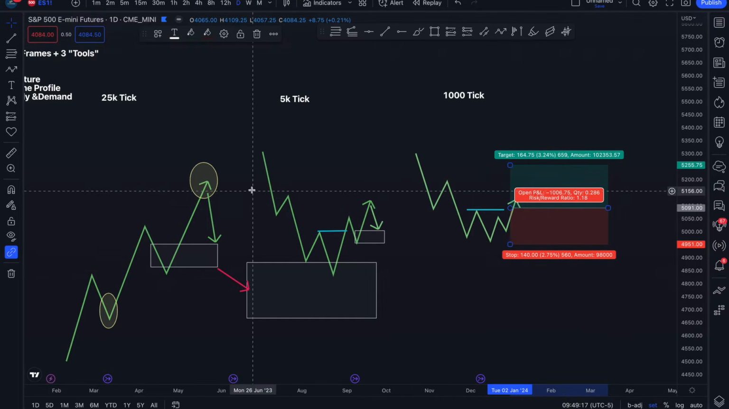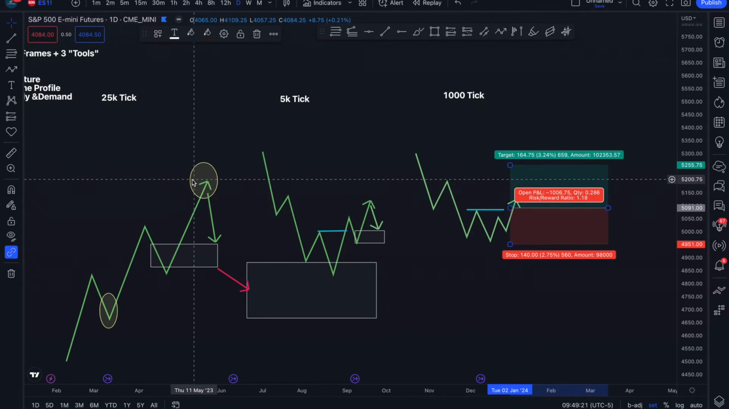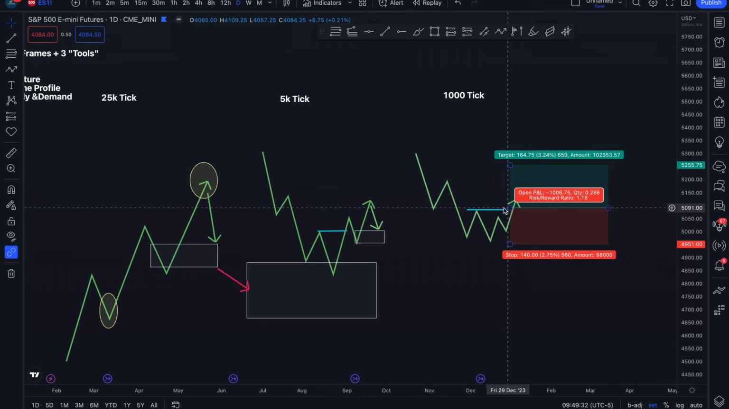But if we're going to leave a runner, we're going to go back to this 25K tick chart. If we're in an uptrend, we're expecting this high up here to at least get tested before the trend would reverse. So somewhere up here would be where I put my final target. Okay, but that would be the entry.